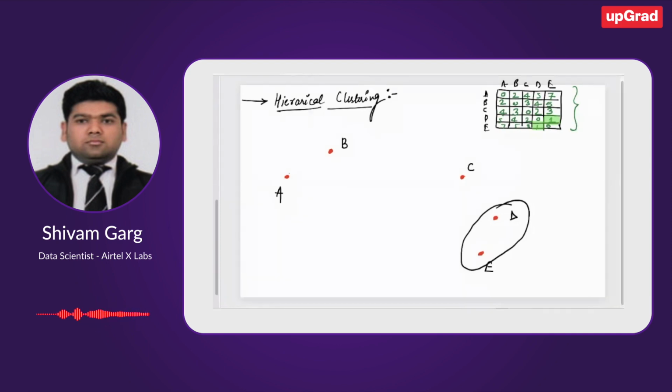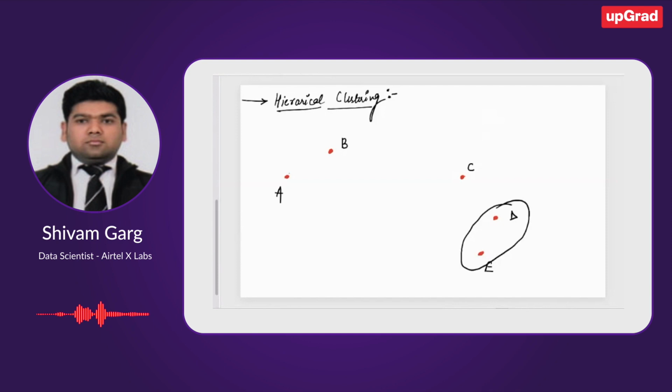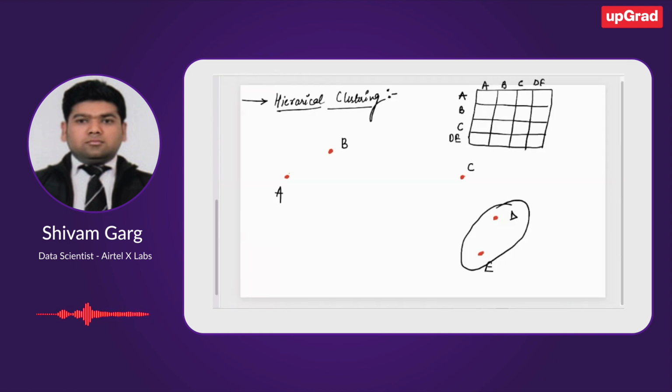Able to understand? Now these two will be considered as a single entity. Okay, now new distance metric. So let's say A, B, C, and DE will be considered together now. Are you able to understand that? This is how hierarchical clustering works.